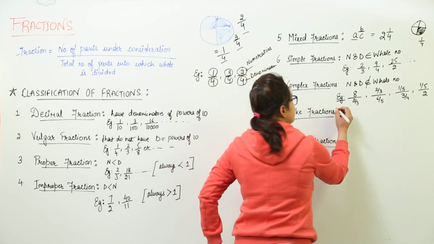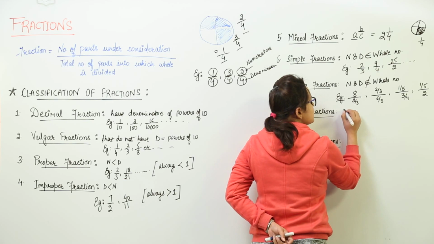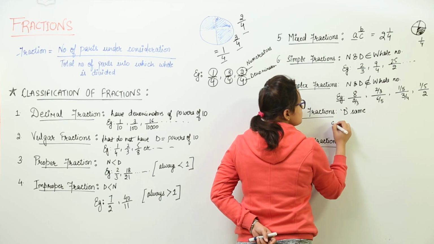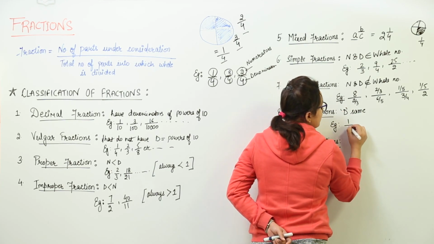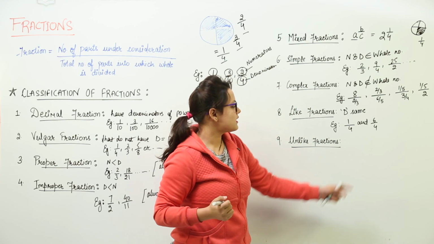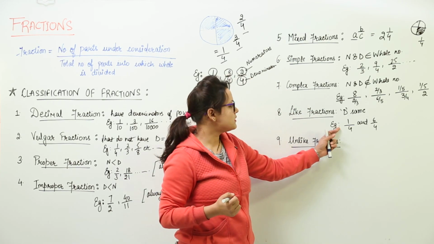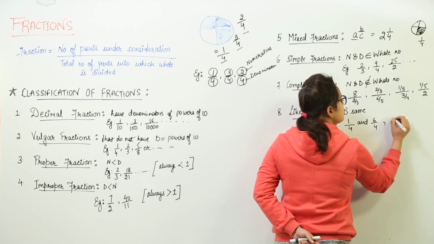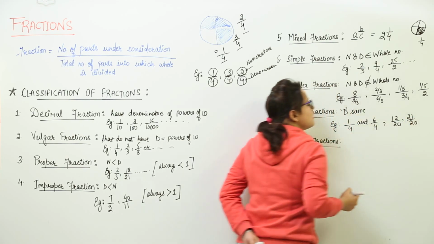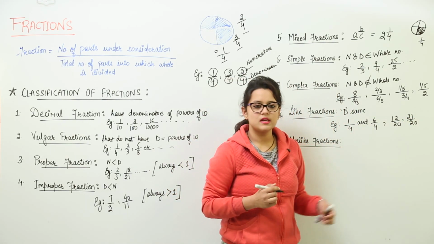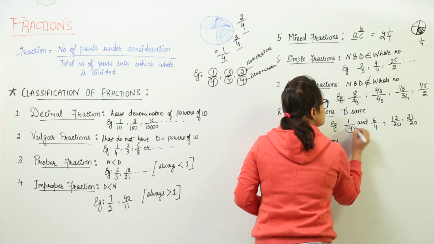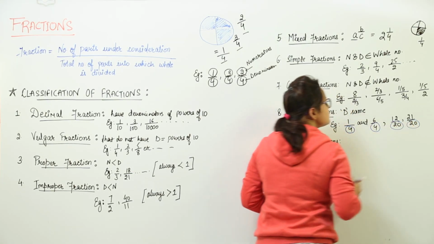Now next we have the like fractions. Like fractions means those fractions that have the same denominators, right? Now what will be the example? Let's check 1 by 4 and 6 by 4. Both these fractions have the denominator 4. So that means these are like fractions. Another example, 12 upon 20 and 21 upon 20. Both these fractions have the same denominators. So the fractions that have the same denominators are called like fractions, right?